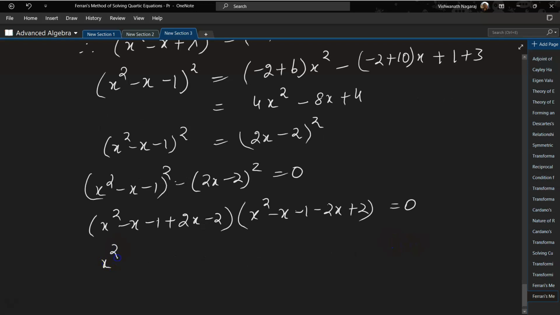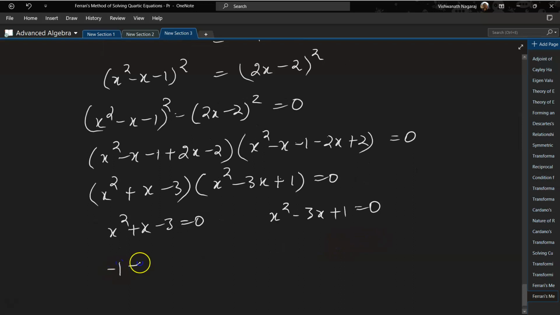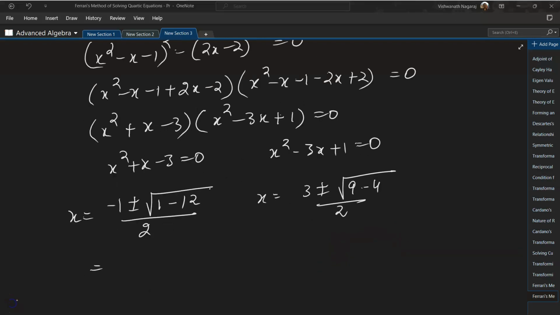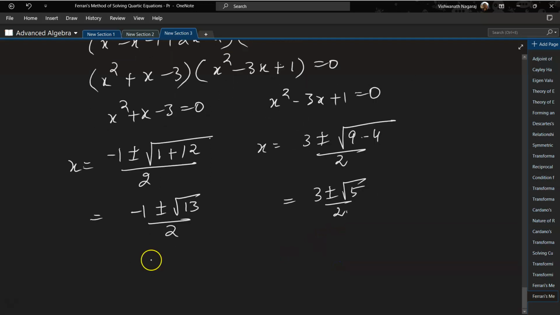Simplified. Once you reach this stage, it's pretty straightforward. X square plus x minus 3. X square minus 3x plus 1 equal to 0. So x square plus x minus 3 equal to 0. X square minus 3x plus 1 equal to 0. Directly apply the quadratic formula. Here x is equal to minus b plus or minus square root of b square minus 4ac, divided by 2a. Be careful about the signs. So minus 4ac, so minus into minus plus. Okay, so minus 1 plus or minus root 13 by 2. And this is 3 plus or minus square root of 5 by 2. So we have the 4 roots of the equation.